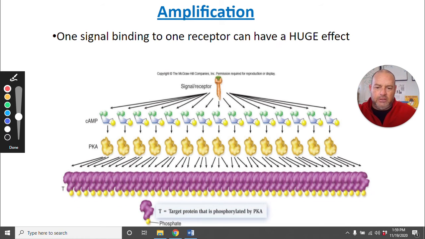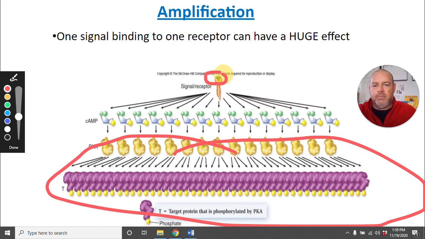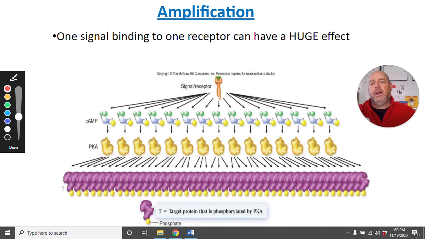all these purple guys, which are the target proteins. They're triggering these proteins to go do their job. So the longer this stays, look at the amplification of that signal. All of this work down here, all of this cellular response, is coming from one little signal. So you can amplify stuff very quickly this way.